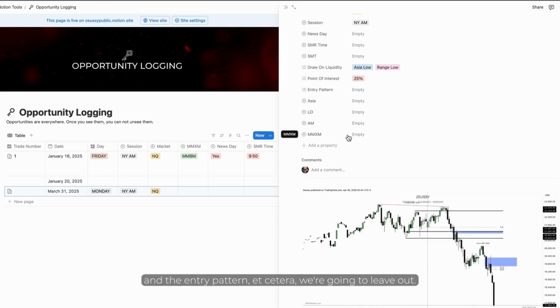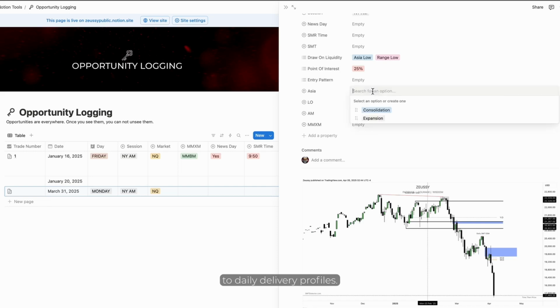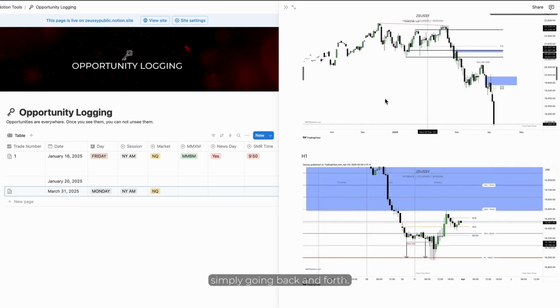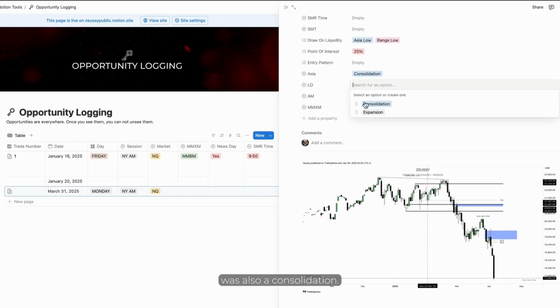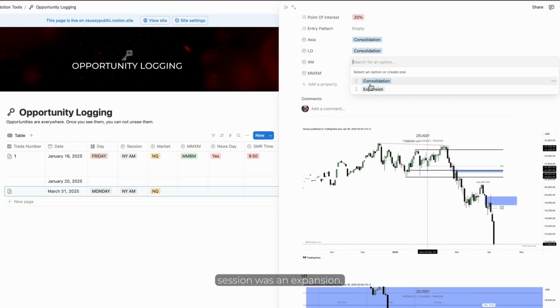The entry pattern, etc., we're going to leave out. However, what I want you to pay attention to is the following. I would like you to pay attention to what these sessions did, and the reason why is because this is a very important thing to log when it comes to daily delivery profiles. The Asia session was a consolidation because the market was simply going back and forth. The London session was also a consolidation. However, the morning session was an expansion.